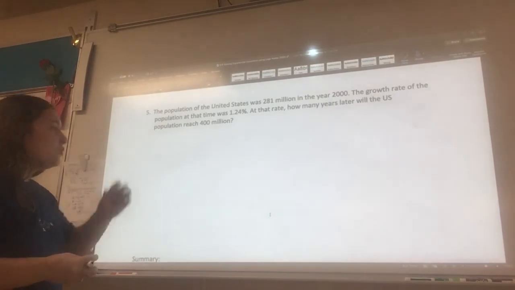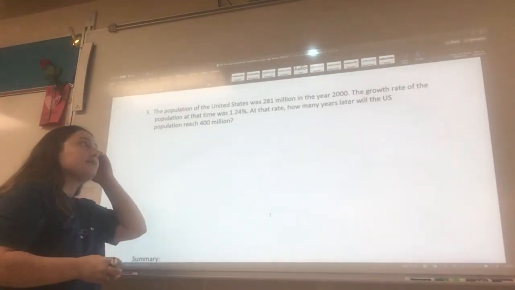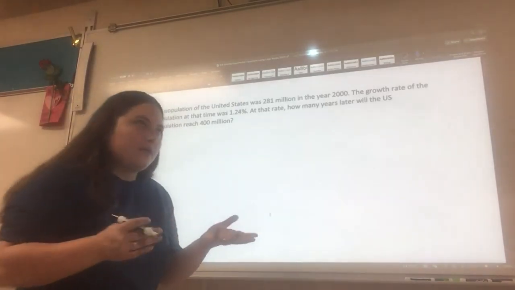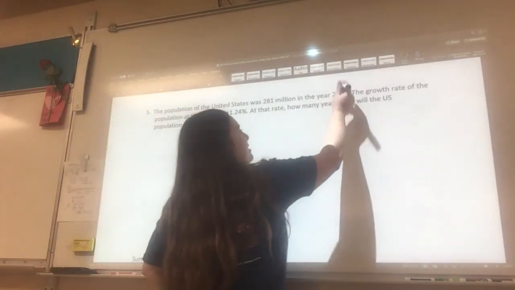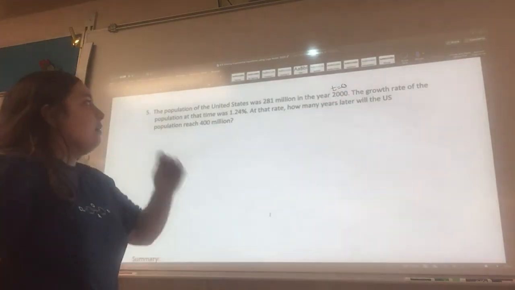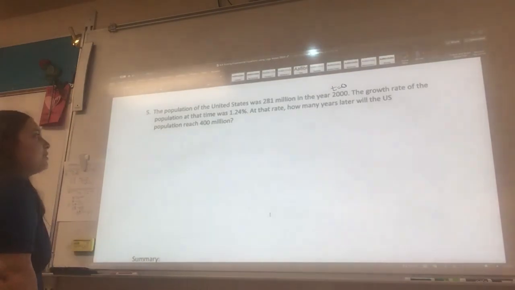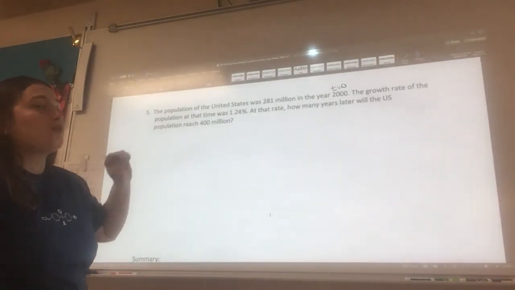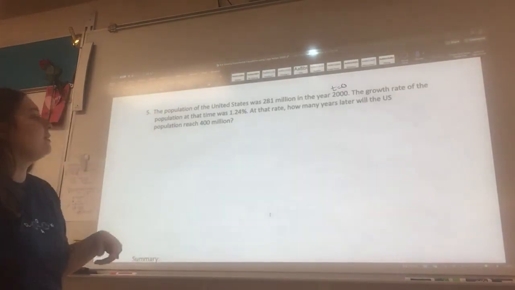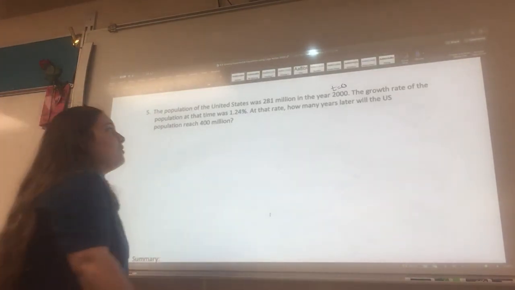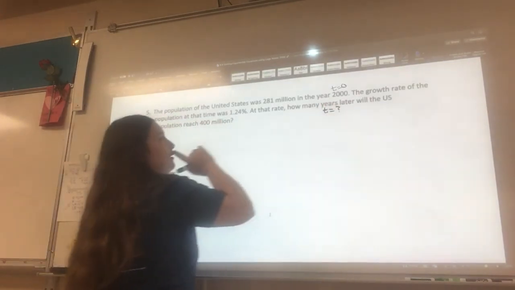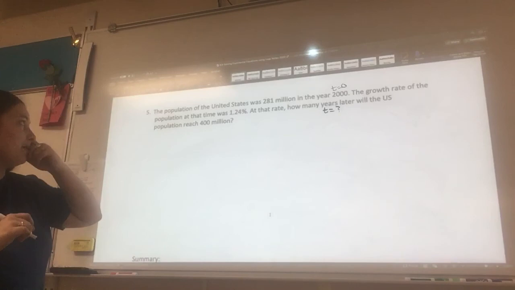Number 5. So the population of the United States was 281 million in the year 2000. So as a quick thing, I am going to say that this means at time equals 0, so we don't have to deal with anything else there. The growth rate of the population at that time was 1.24%. At that rate, how many years later will the U.S. population reach 400 million? So what we're looking for is t. We have no idea how many years it is going to take us to get to 400 million.